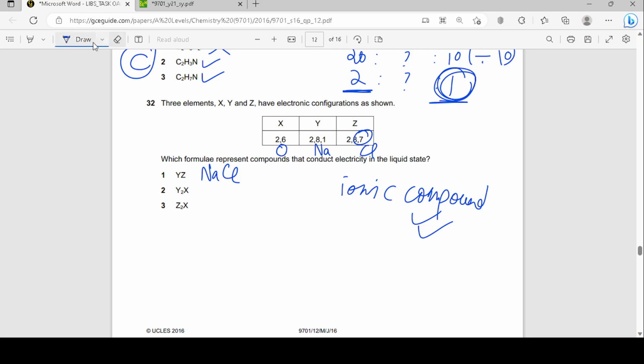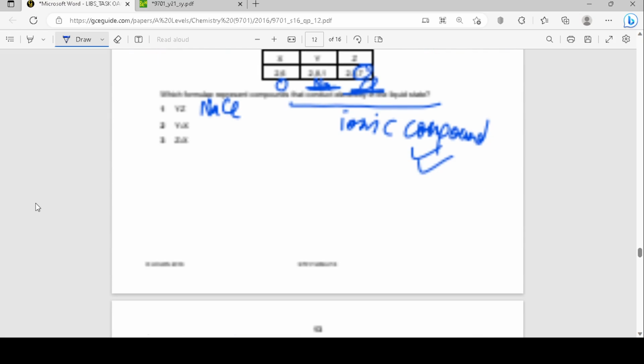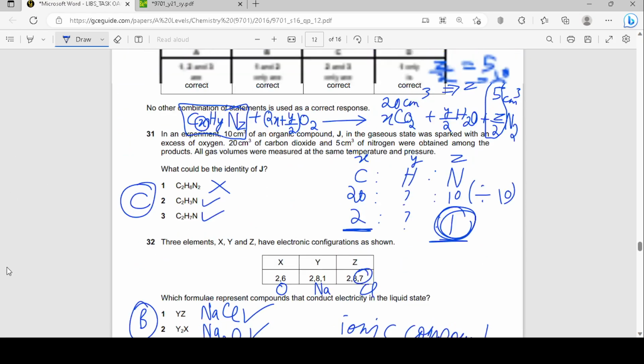So yeah, it will conduct electricity in the liquid state, and then Y2X will be Na2O, which is again an ionic compound, definitely, because metal, non-metal, so it will also conduct electricity in the liquid state. Z2X is Cl2O. Cl is a non-metal, O is a non-metal. That gives you a covalent compound, doesn't it? So that will not conduct electricity in the liquid state. We're talking about ionic compounds here. So if 1 and 2 are right, that means that the option that's correct must be B. Okay, so the answer is going to be B.